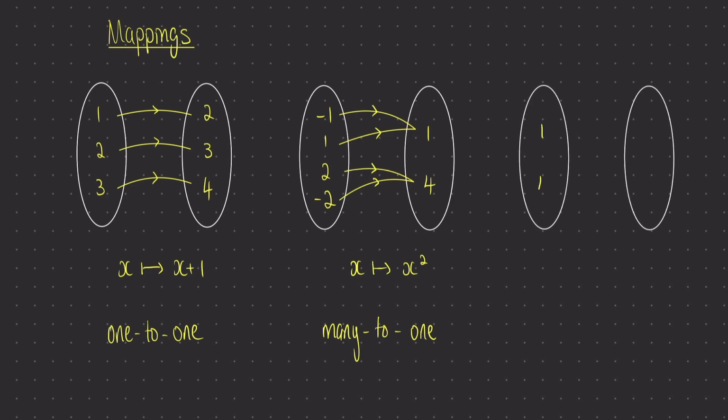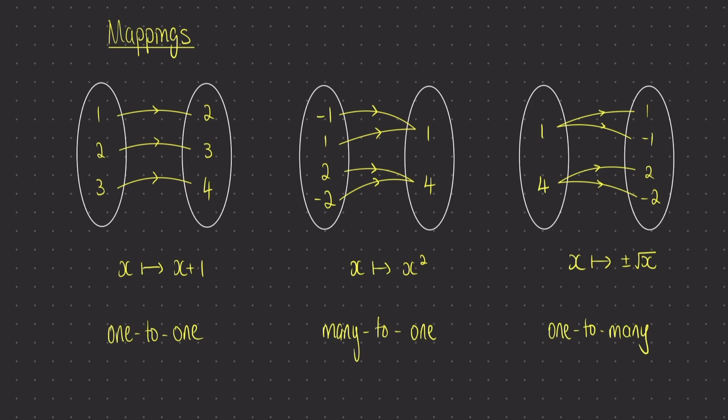And finally, we have the case where we might start with one number, but finish with many numbers. This would be represented with the mapping x goes to plus or minus the square root of x. And of course, this is a one-to-many mapping.